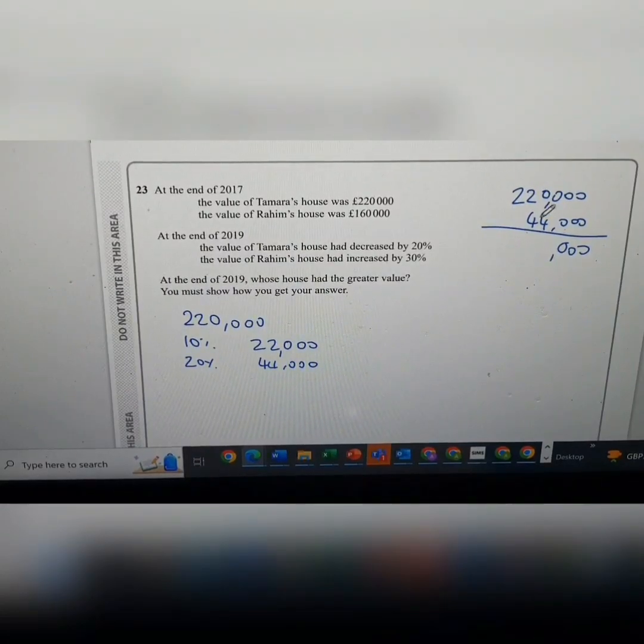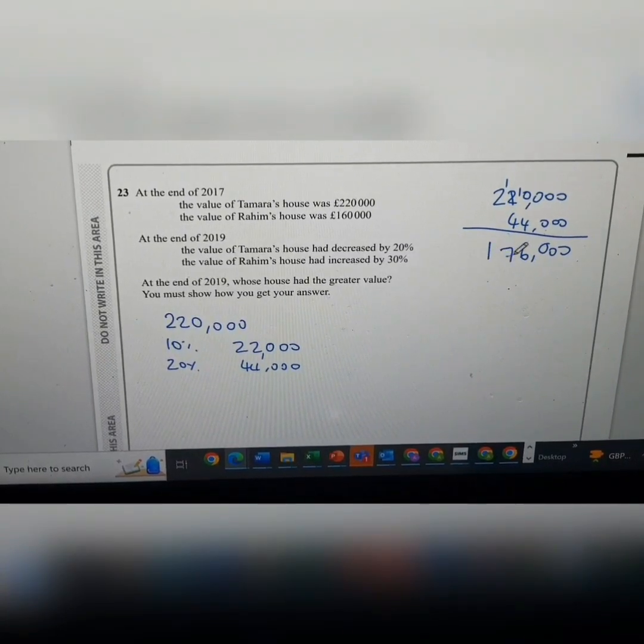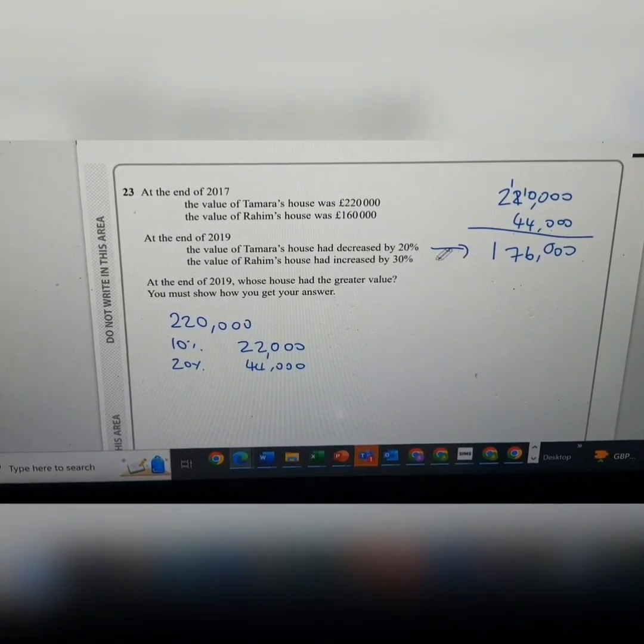Okay, so 0 take away 4 you can't do. Borrow 1 from there. 10 take away 4 is 6. And then 21 take away 4. So the current value is 176,000 for Tamara's house.